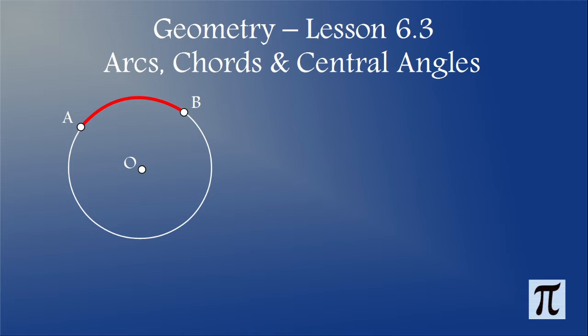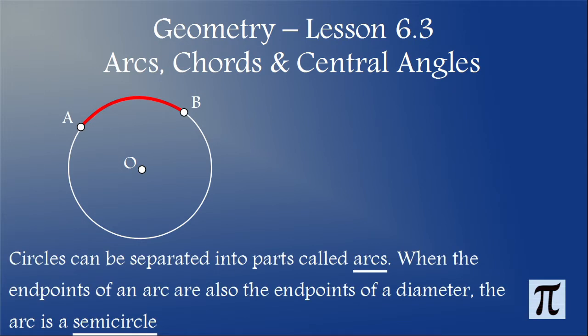This is what we call an arc. Circles can be separated into parts called arcs. When the endpoints of an arc are also the endpoints of a diameter, then the arc is called a semicircle. It's one half of the circle.